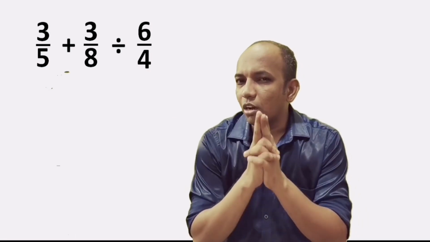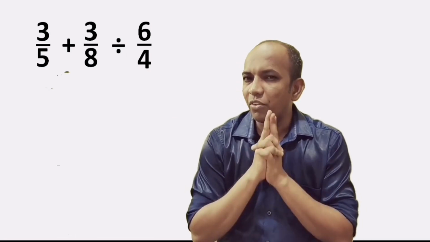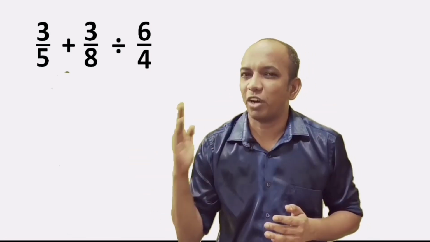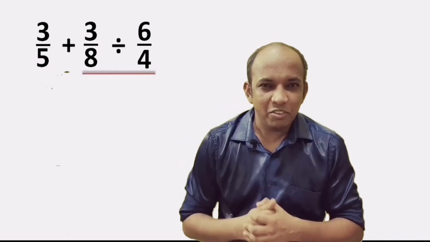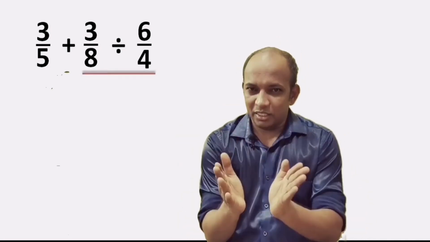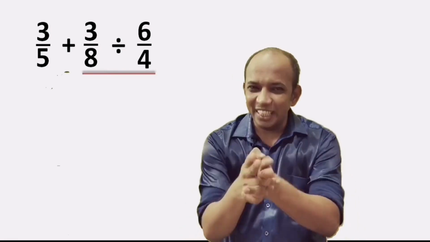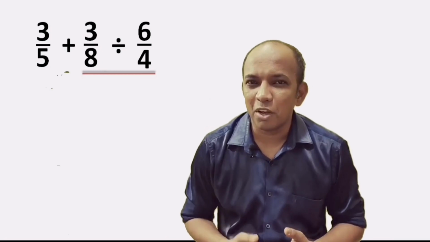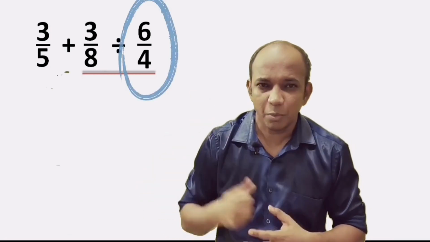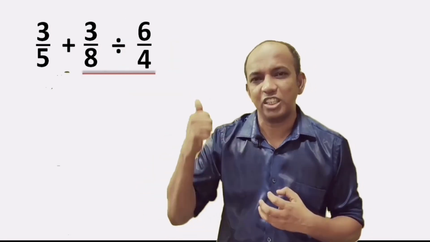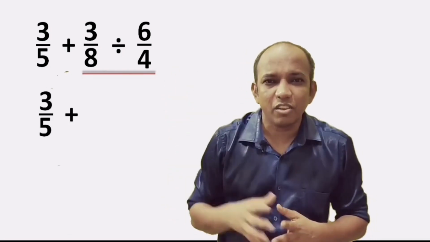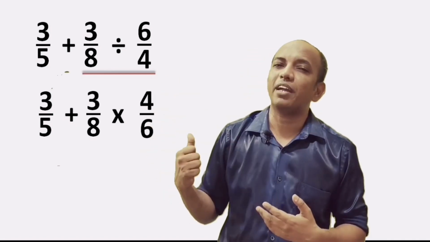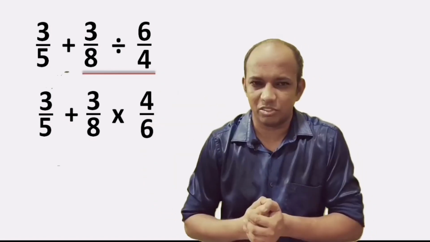So according to the order or the rules, we have to carry out multiplication and division first from left to right. Over here division is present, so of course we will do division, but according to the rule, in the division we do not do the division, we just write the reciprocal of the number which is after the division sign, that is 6 upon 4. So we will change that division into multiplication, and here is the further answer: 3 upon 5 plus 3 upon 8 multiplied by, now written in inverse form, 4 upon 6, right?